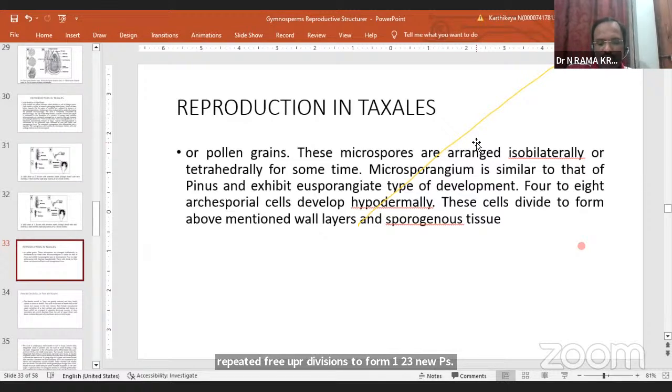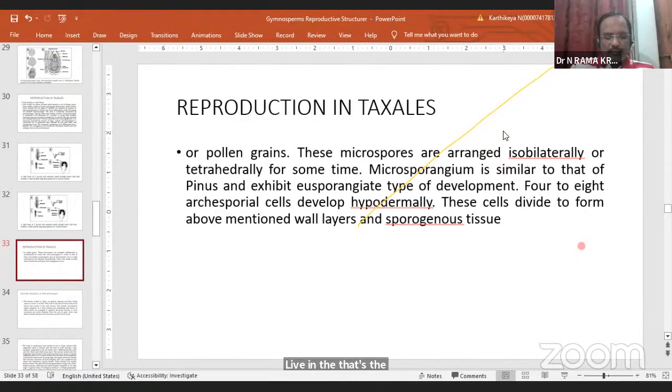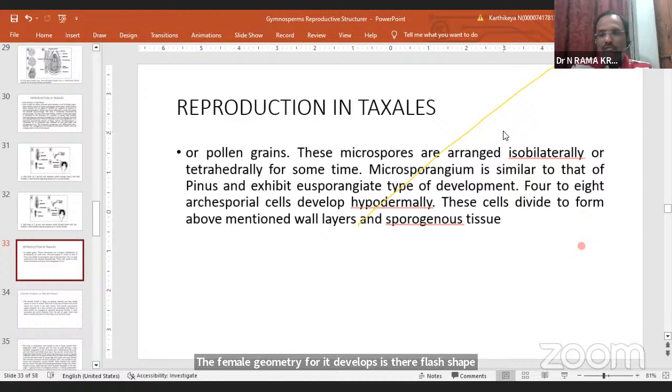These free nuclei lie in the peripheral region, and due to further development the cellular female gametophyte develops. This female gametophyte is enveloped by the megaspore membrane. The female gametophyte develops a flask shaped structure toward the micropylar region, called the tent pole. Some cells in the gametophyte remain elongated in the form of longitudinal strands, cells of conducting strands. So this is in Taxales.